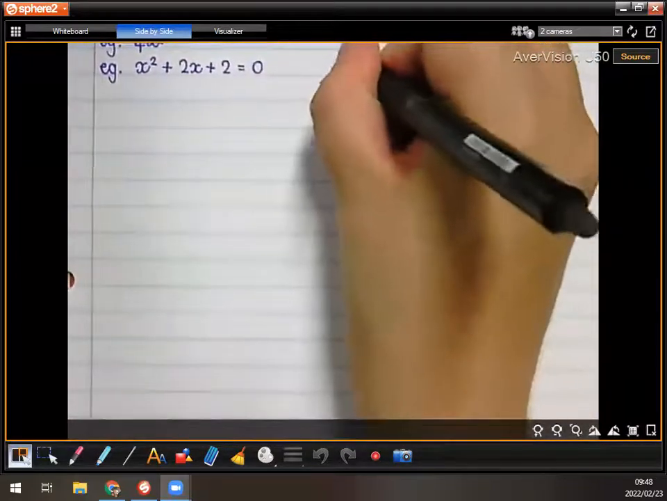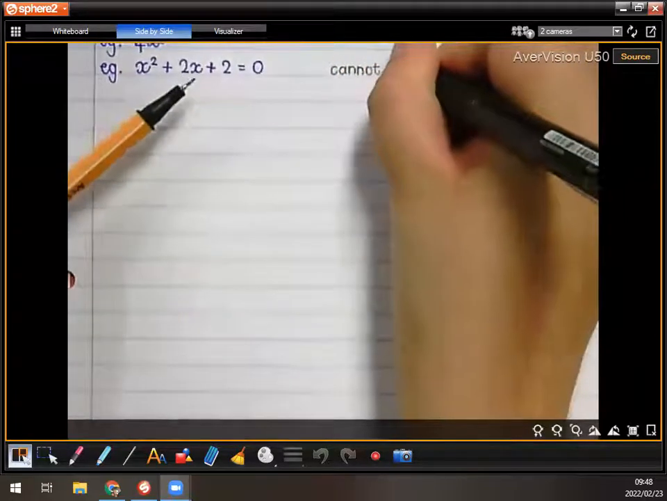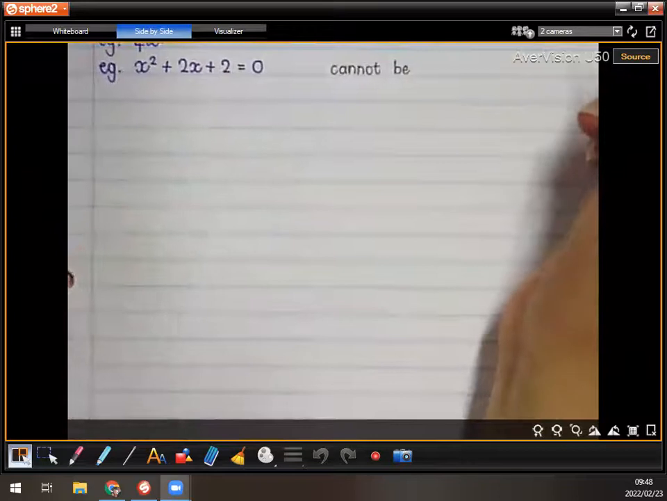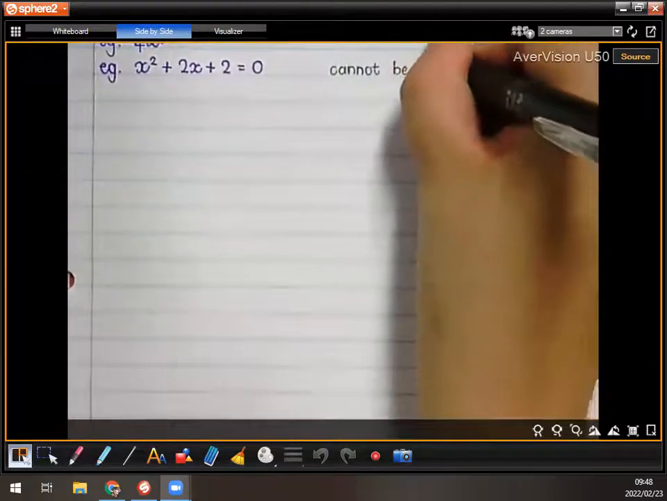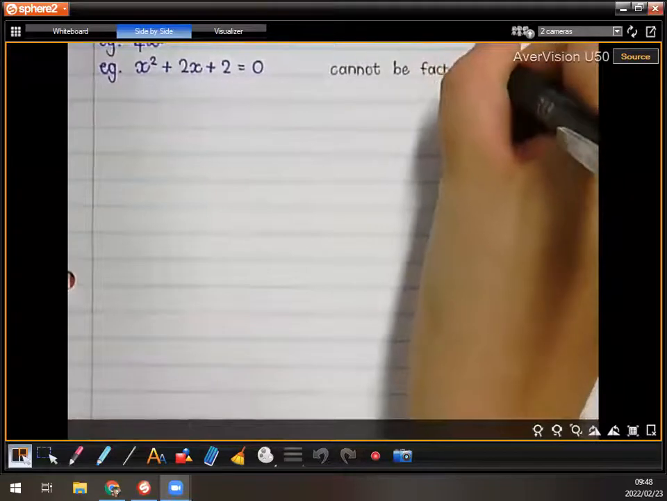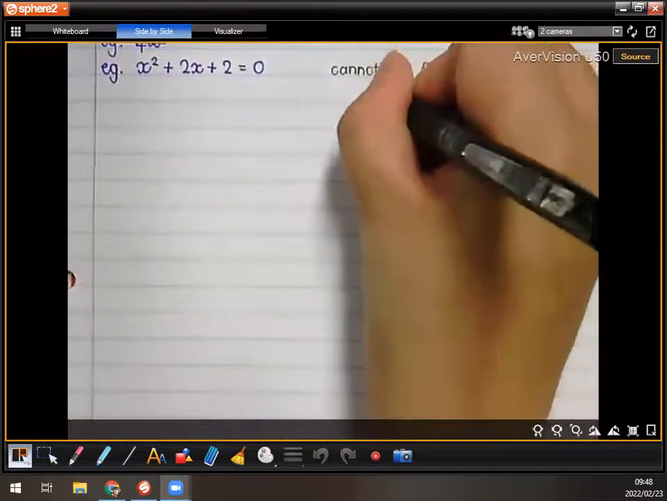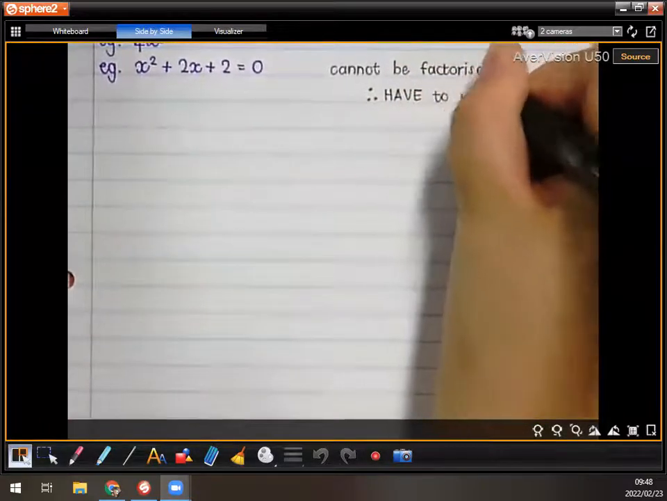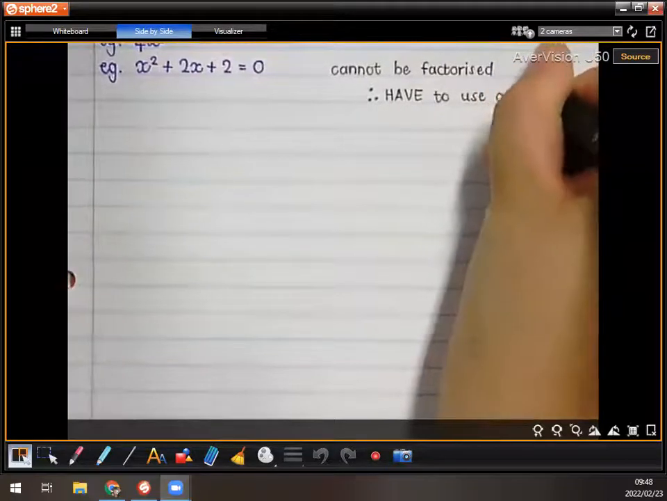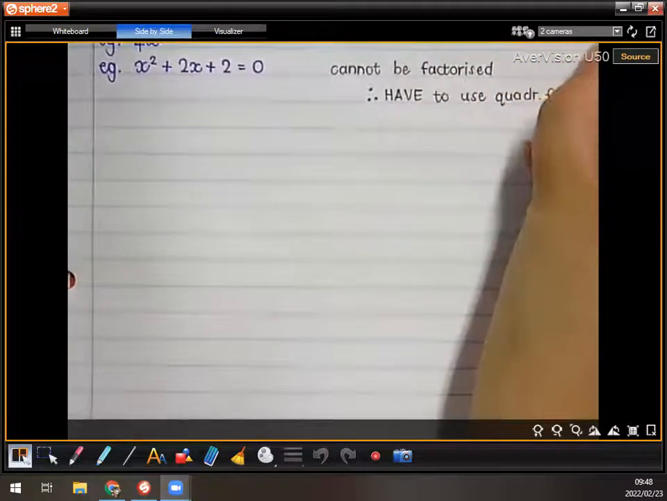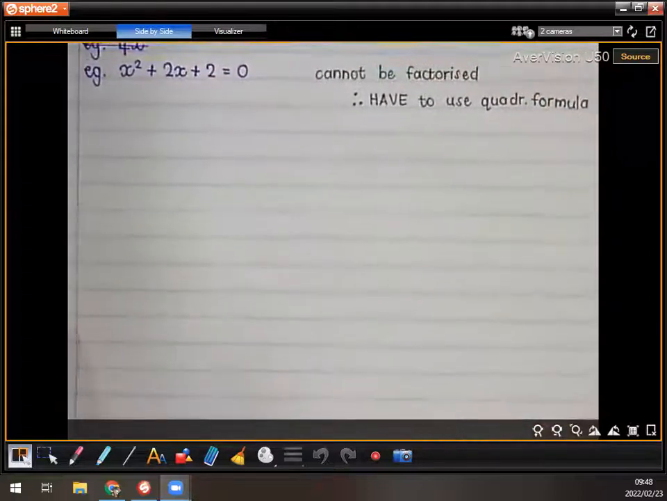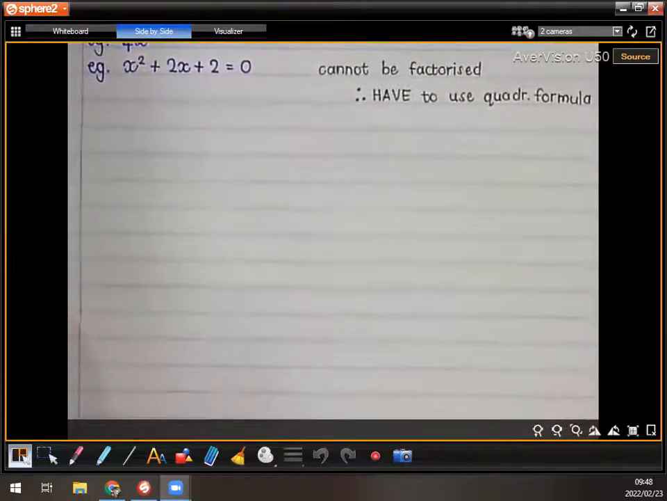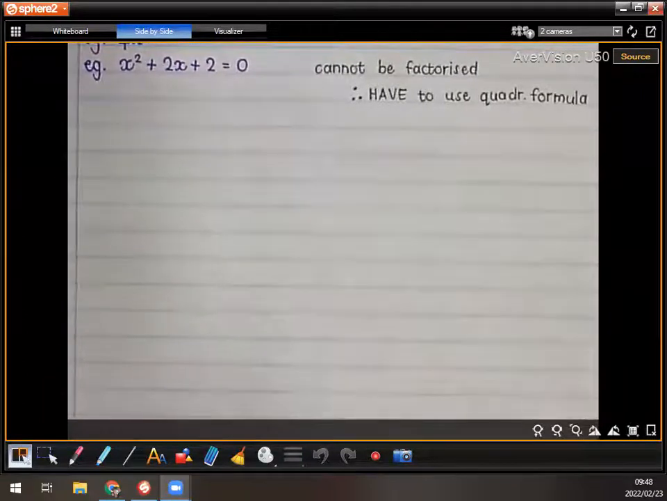Use the formula first or factorize first? If this was one that you could factorize, you can check for factorizing, but you also don't have to. Cannot be factorized. Therefore, have to use quadratic formula. If it is a trinomial that can be factorized, it's up to you. Do you want to factorize or do you want to use the quadratic formula? But if you can't factorize, you only have one option, and that is the formula.